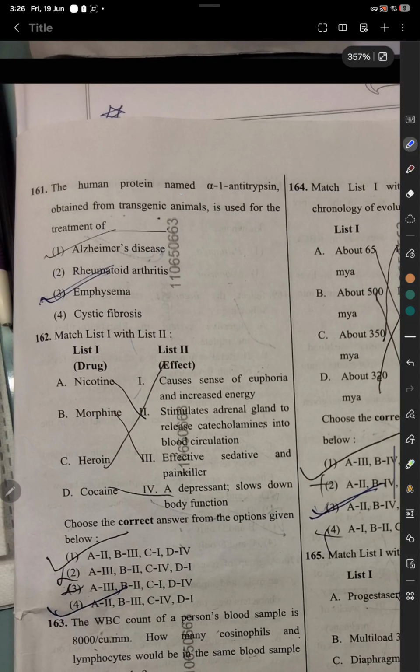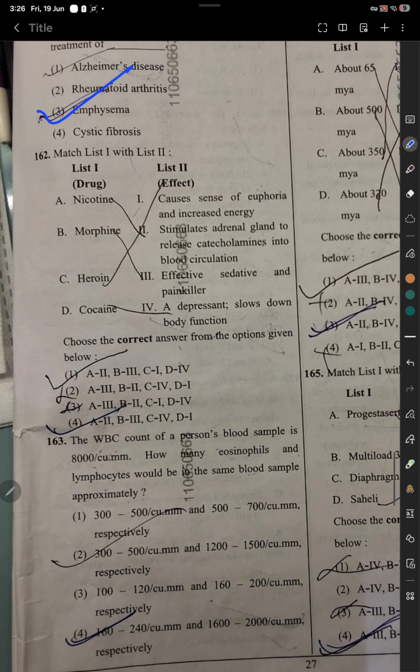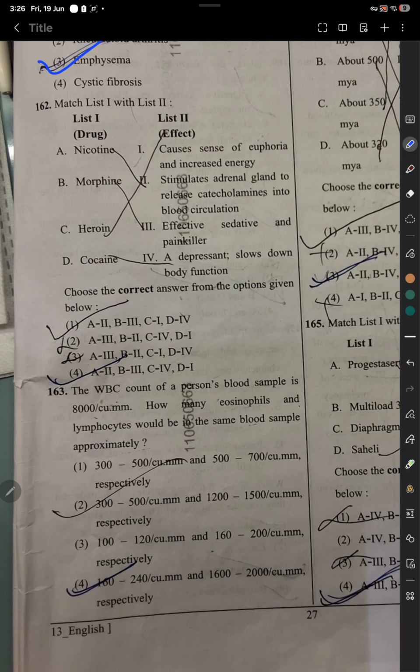Question 161. The human protein named alpha-1 antitrypsin obtained from transgenic animal is used for the treatment of... Then option number 3 is correct. Emphysema. Then question number 162 is again a match the following question. Here are names of drugs and their effects. So option number 4 is correct. Nicotine is number 2, then morphine, heroin and cocaine. For heroin it is this, then cocaine this.